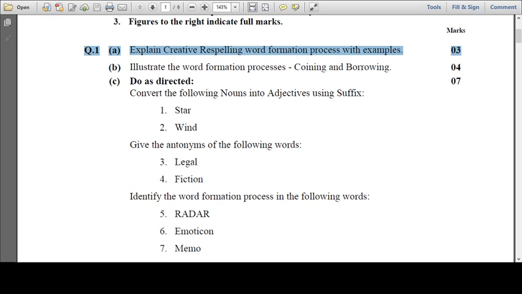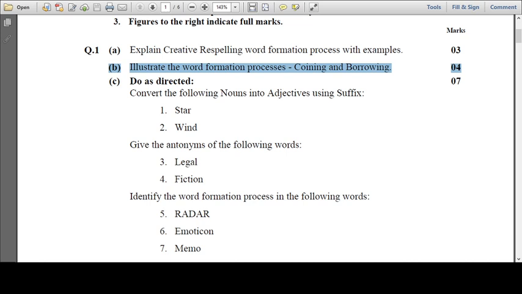Now, if you see the other question, the question is not about the word formation process in general, but to illustrate the word formation processes, where we need to explain coining and borrowing. You can see question number 1b. It is about 4 marks. Illustrate the word formation processes. Here we need to explain coining and borrowing.